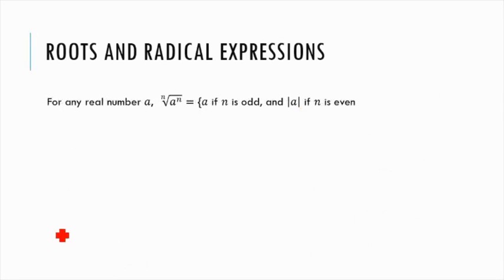And one more thing, for any real number a, the nth root of a to the n equals a if n is odd. So, cube root of 2 to the third, well, that's just going to be 2. If you have something like fourth root of 2 to the fourth, you have to make sure you write the absolute value of 2, which would then just equal 2.